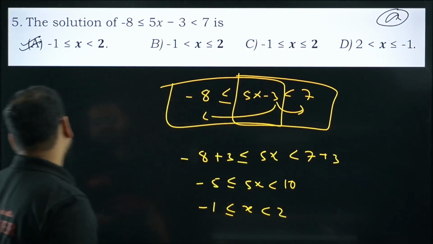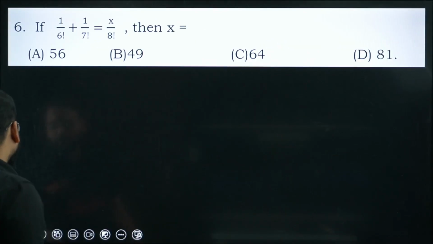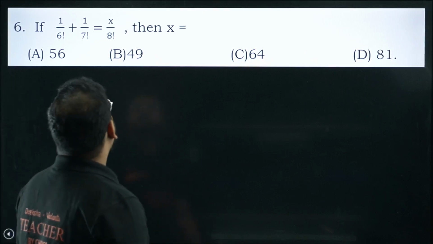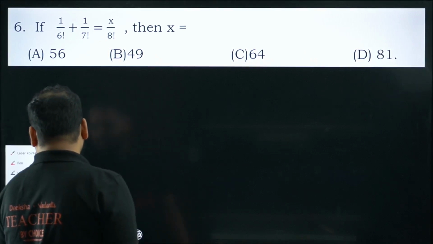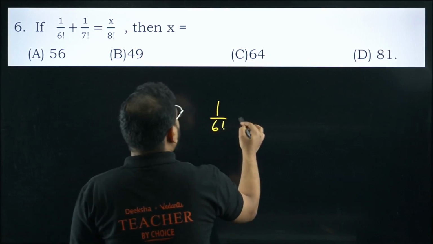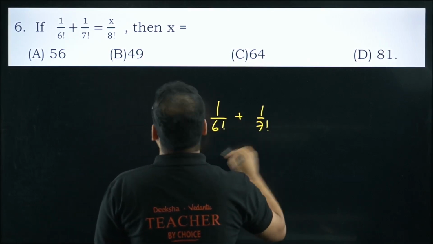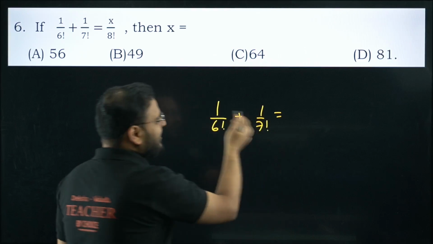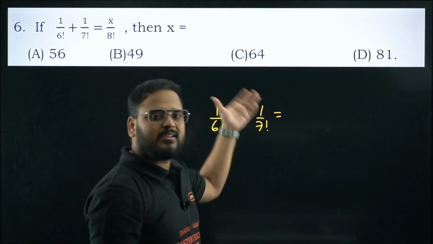Okay, chaliye question number 6, let's do it. Okay, so this, sir, this is a good question bacha, not difficult but a good question. How do you solve this? 1 upon 6 factorial plus 1 upon 7 factorial equals to something is there. Let's forget about the right hand side part, let's solve this part first. We'll see what is the result coming.